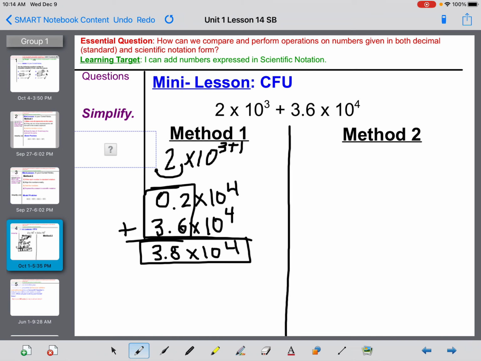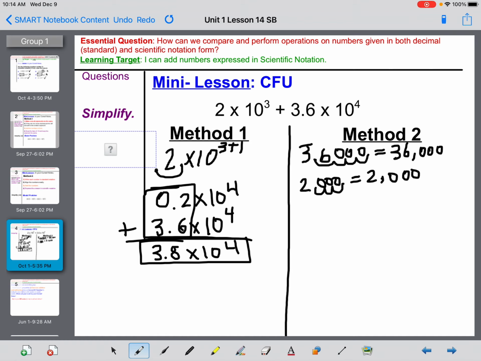And we can also answer this question by applying method number 2. And we're going to get to method 2 right now. Okay, method number 2 tells us to write these numbers out in standard form. So if we were to write these numbers out in standard form, we have 3.6. This would turn into 1, 2, 3, 4, this would turn to 36,000. And then the other number, we have 2, 1, 2, 3. This would turn to the number 2,000. It's supposed to be a comma.